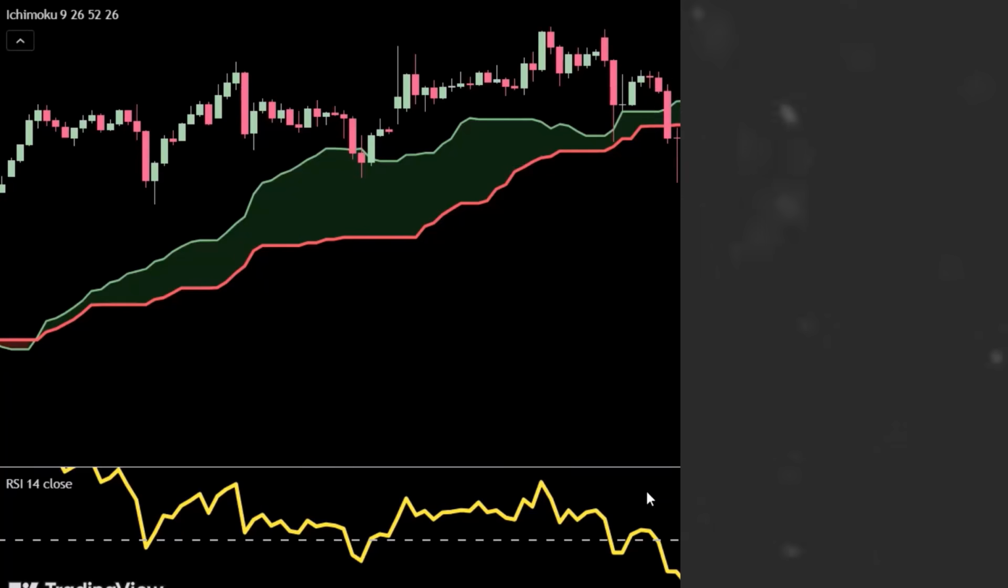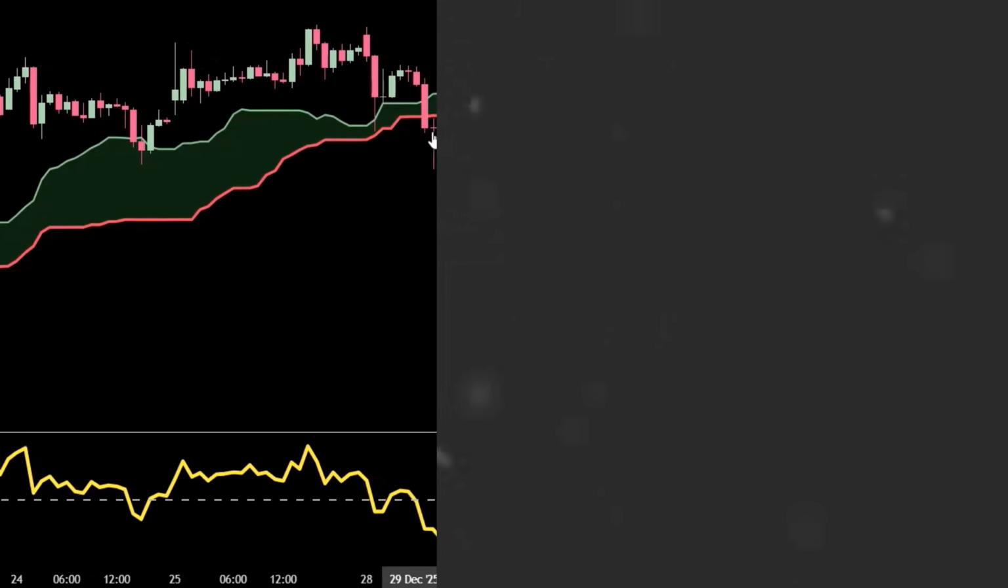Now we check the RSI. Around the same time, RSI crosses below the 50 level. This confirms that bearish momentum is increasing. Next, we wait for bearish candle confirmation. Here we can see a strong bearish candle closing below the cloud. This is a strong bearish candle because sellers pushed the price lower and it closed strongly near the bottom of the candle. Now all conditions are met.